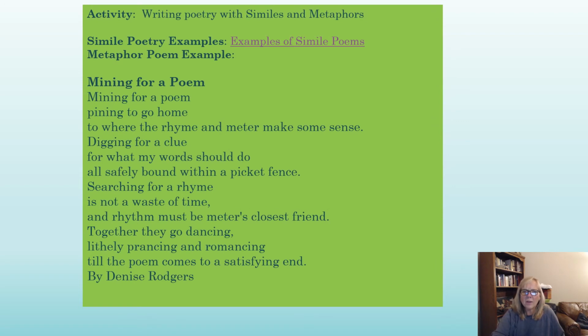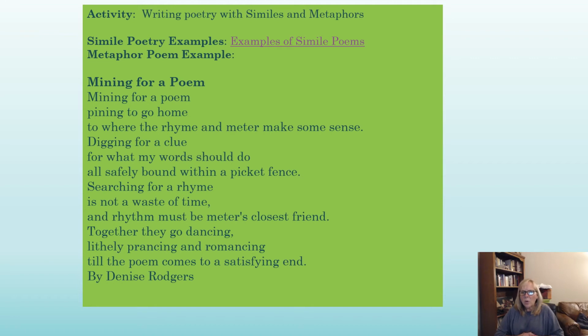Whenever you are working on examples of simile poems, I like this one. If you were going to do an activity, for example, with your kids, and you said, we're going to try to write a poem with similes and metaphors in it, Mining for a Poem would be a pretty good example for that. Look at this. Mining for a poem, pining to go home, to where the rhyme and meter make some sense. Well, look at that. Poem, pining to go home. Wouldn't that be personification right there?